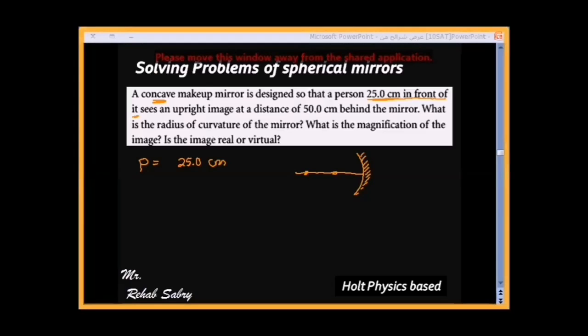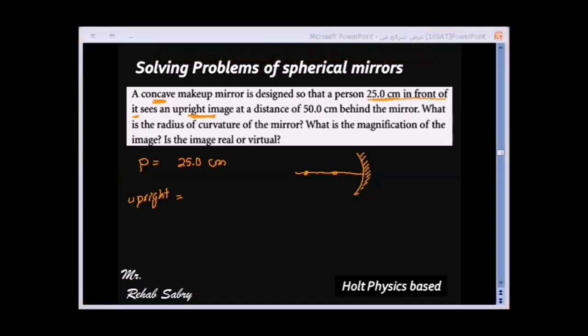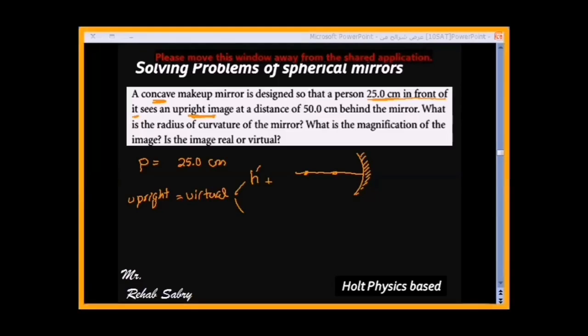Let's continue reading. It says an upright image. From the words upright image, I know upright means virtual. So I know that H dash, because this is the image, will be positive, and Q will be negative. So why negative Q? Because it's virtual. Virtual means behind.